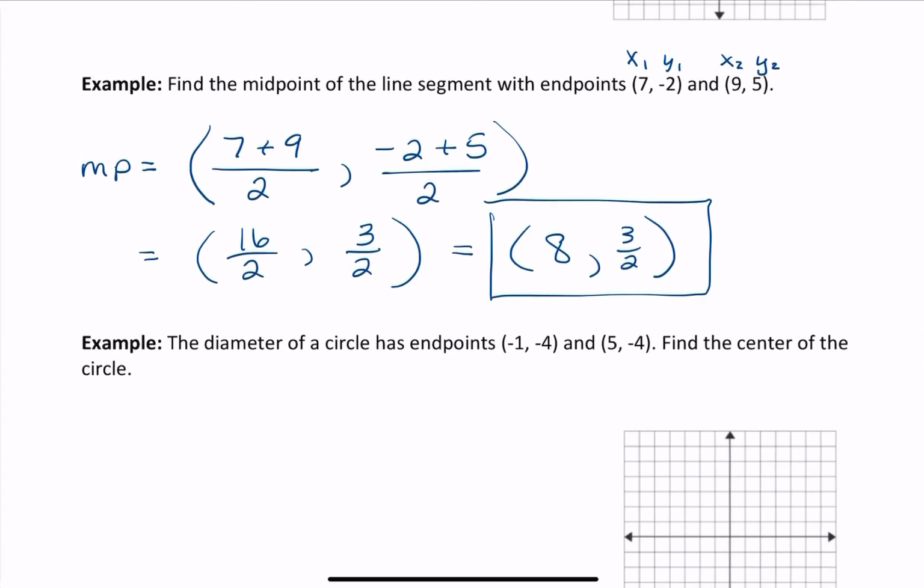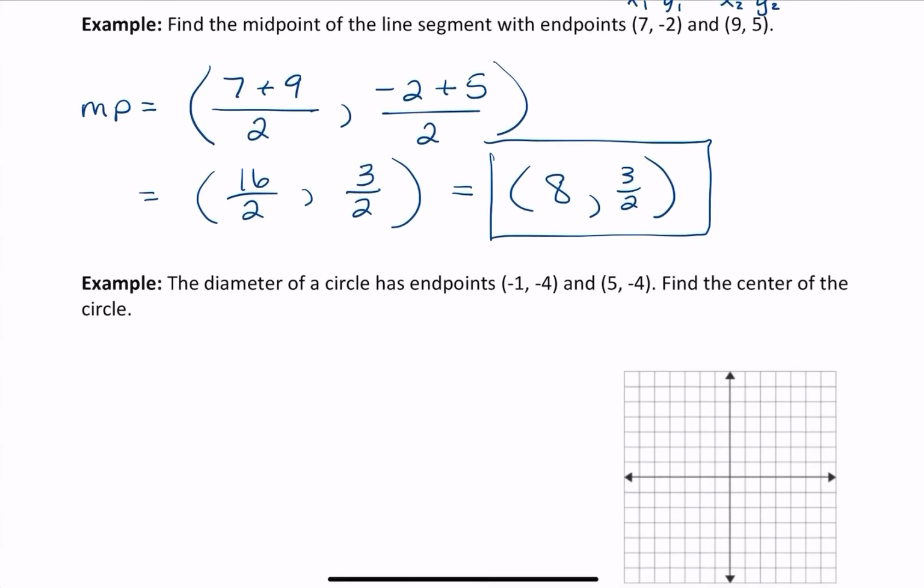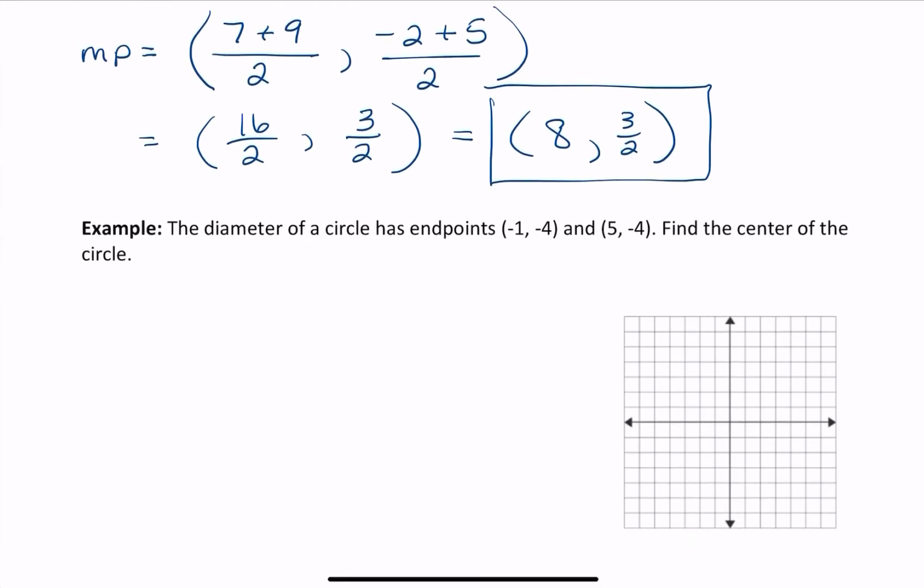So here's another problem. It says the diameter of a circle has endpoints (-1, -4) and (5, -4). Find the center of the circle. So even though it doesn't mention midpoint here, if you know what the diameter is and it asks for the center, you should realize that you're finding the midpoint, even though it doesn't mention it.